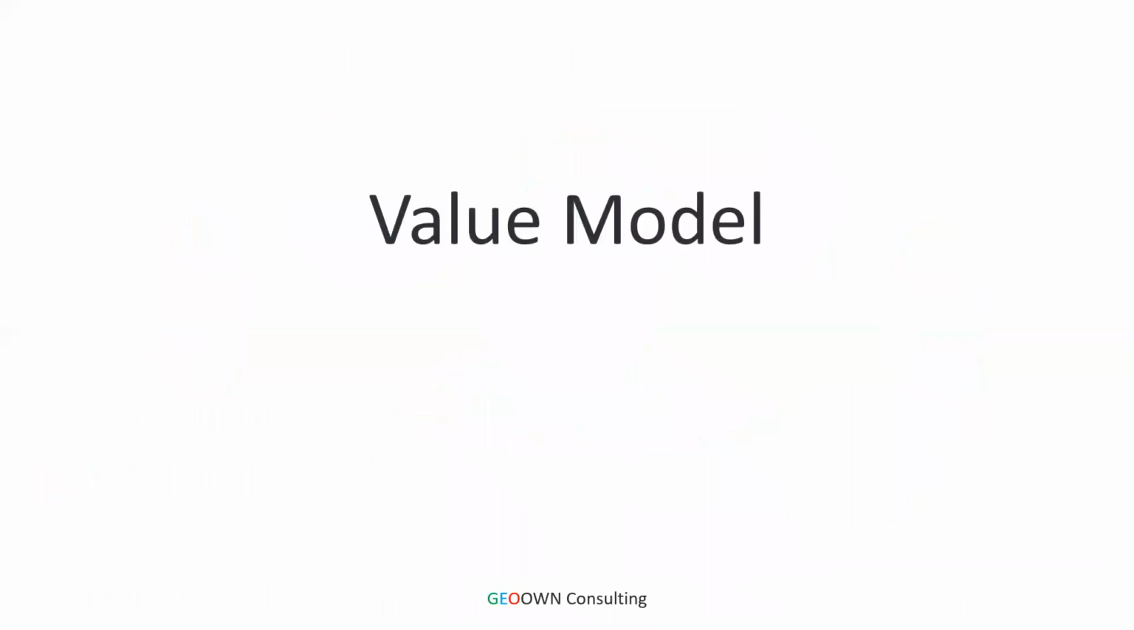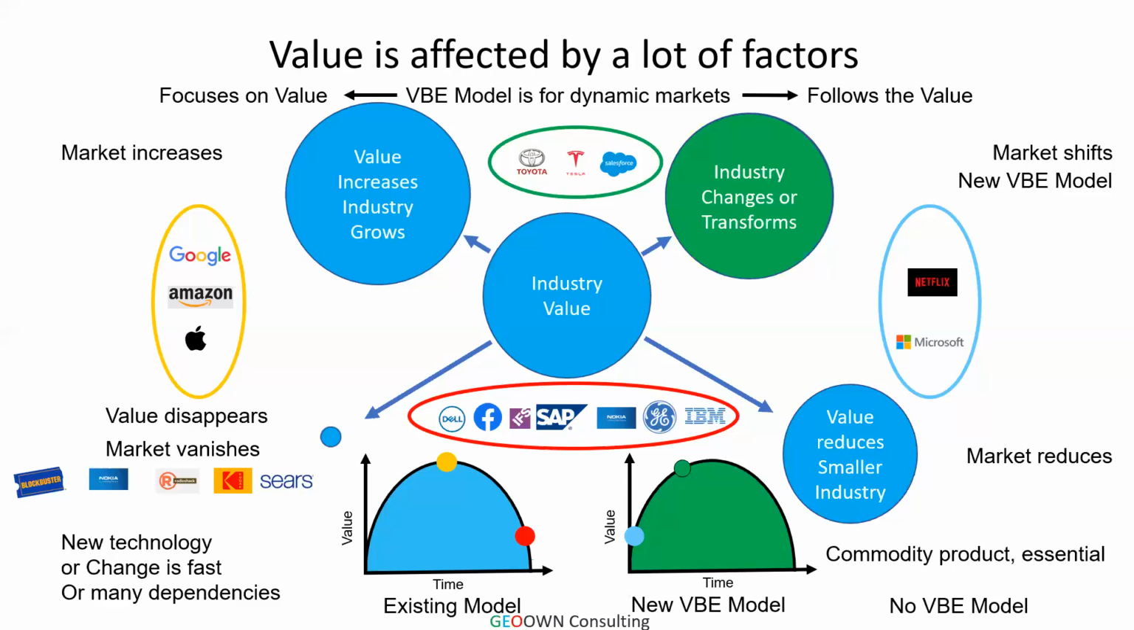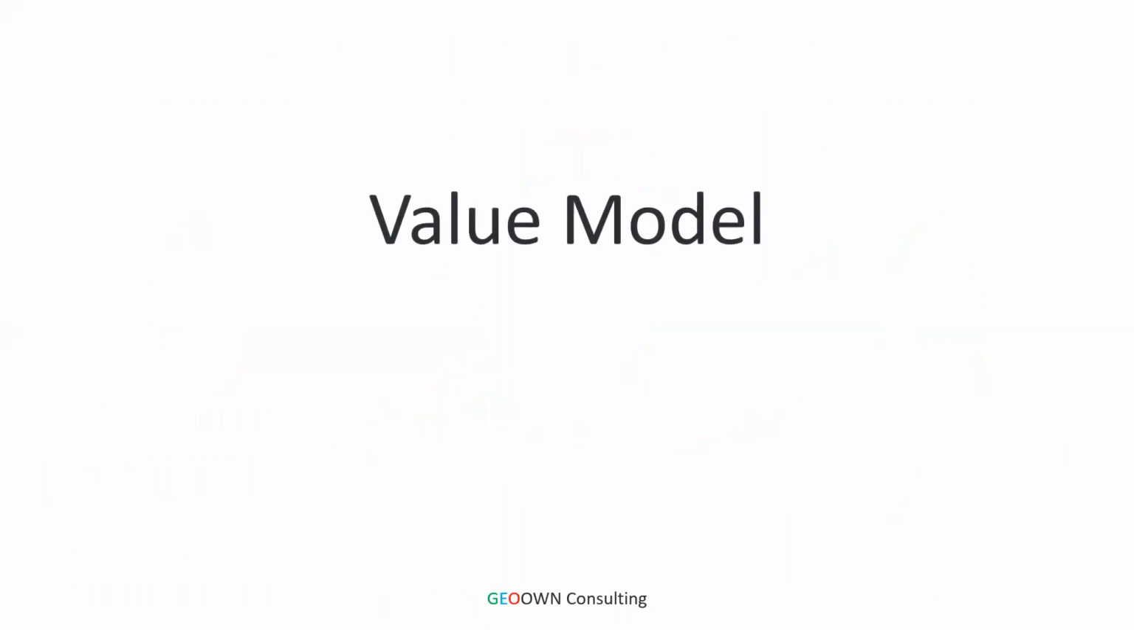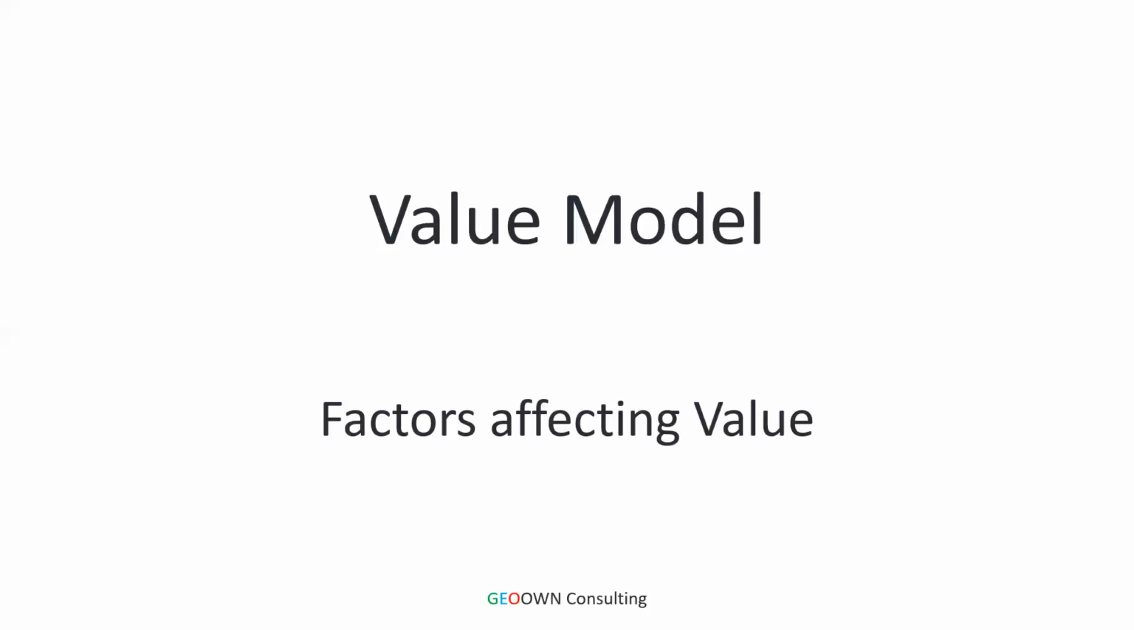So this picture gives you how your VB model will transform, and what you need to think about. In which circle are you? Are you in the red circle or the blue or the green or the yellow? And in which phase is your company's VB model? In the next video, we look at the value model and factors affecting value.